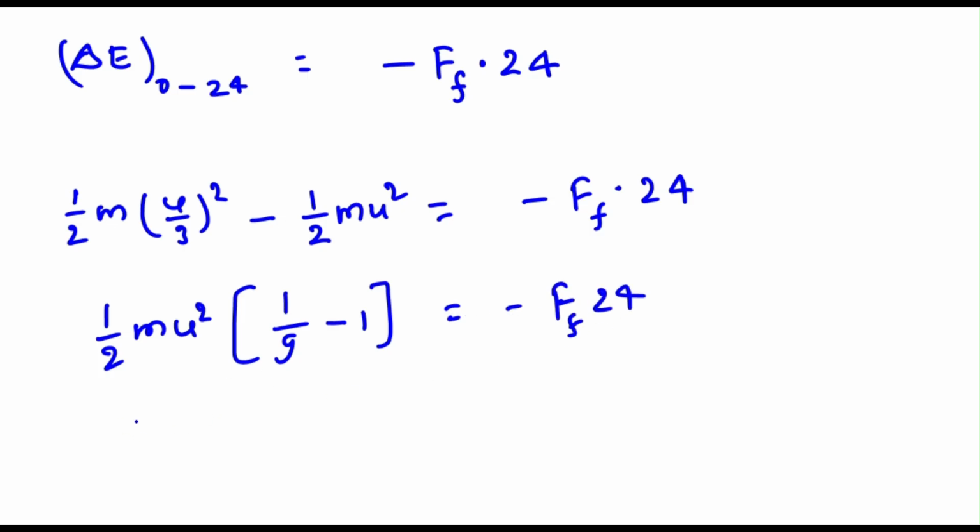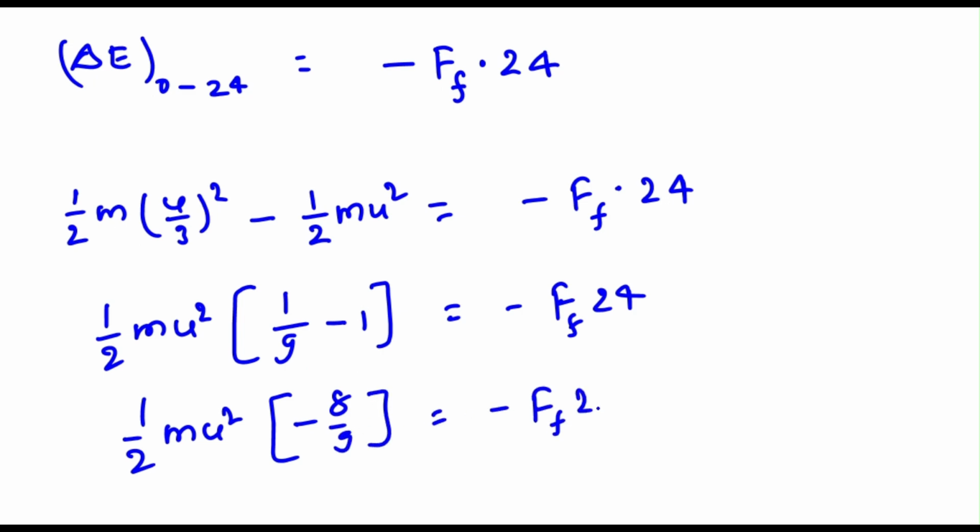And then we will have 1 by 2 m u square. And here we will get minus 8 by 9. And then we will have minus of f 24. Okay, keep it as equation 1.